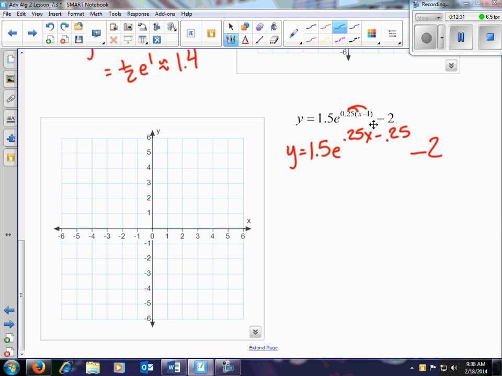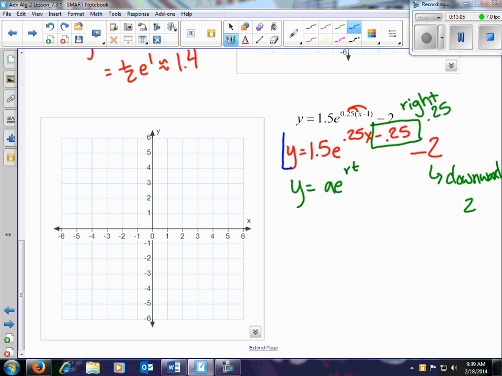Now, I want you to look at this piece. This is going to be my h, so I'm going to shift everything to the right 0.25. And then this is going to be my downward shift of 2, since it's minus 2. And then I have my y equals ae to the rt function right here. So you're going to do the same thing as before, and then you're just going to shift it right and then shift it down.